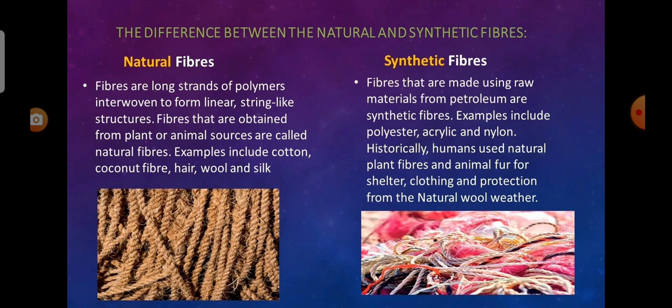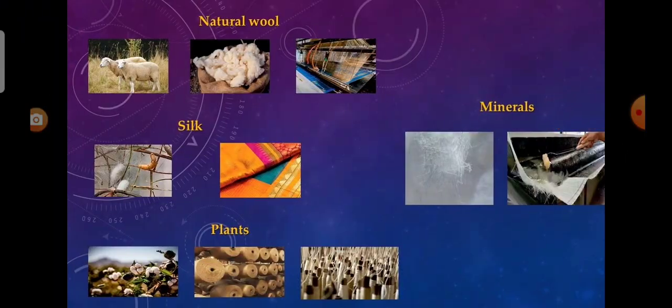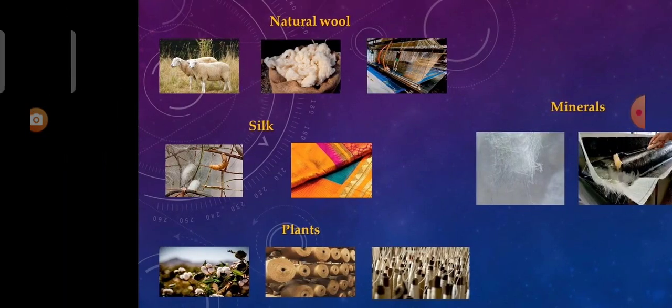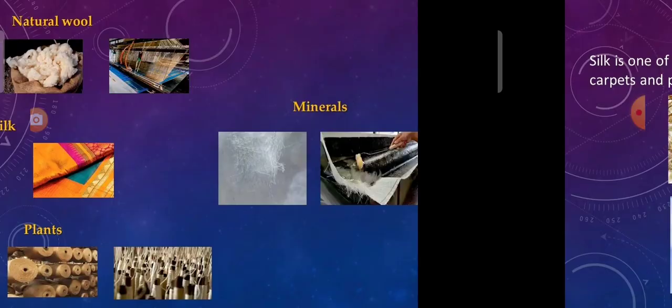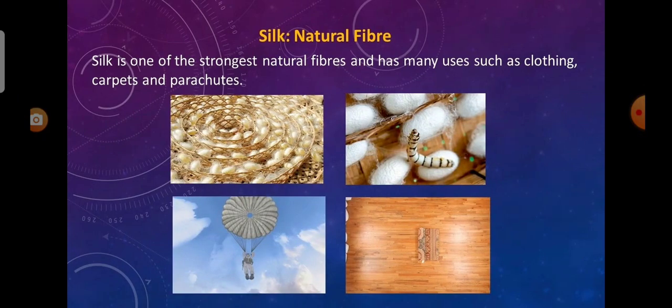polyesters, acrylic, and nylon. Historically, humans used natural plant fibers and animal fur for shelter, clothing, and protection from the natural weather. And we see some of the examples for the fibers: natural wool, milk, silk, plants, and minerals. And we see about silk, a natural fiber. Silk is one of the strongest natural fibers and has many uses such as clothing, carpets, and parachutes.